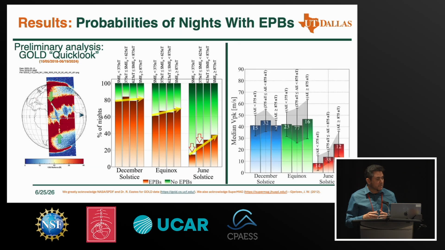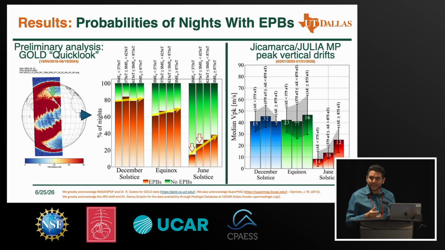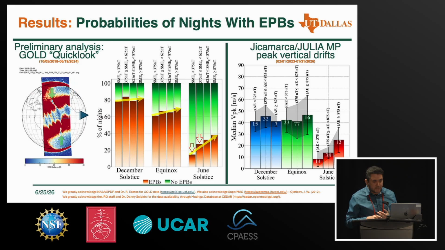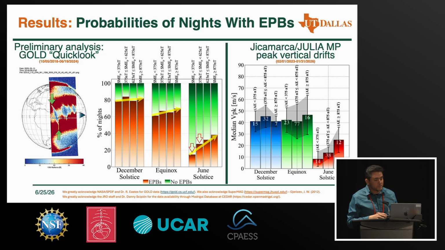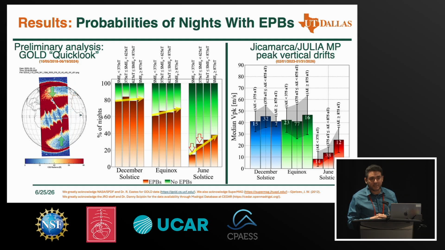So basically what I did, I used some GOLD data that was available, and I classified the nights as EPB or non-EPB nights. That's what you are seeing in this bar plot. Red means EPB, green no EPB. It is divided by season and also divided by geomagnetic activity. As you look from left to right, the geomagnetic activity is increasing. During December solstice, you can see that we have larger occurrence of EPB nights, which is expected. However, that doesn't change much with increasing geomagnetic activity.